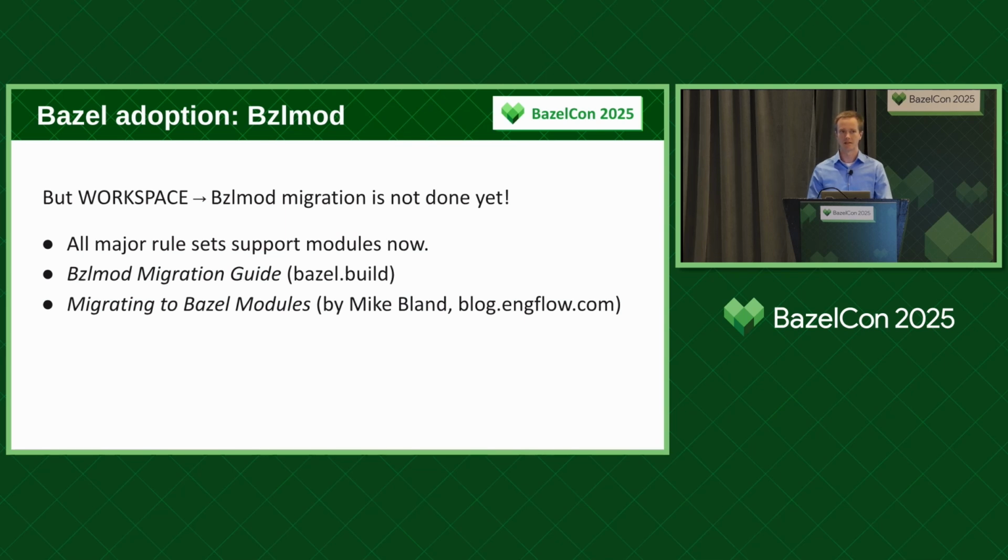It's a little bit like the Python 2 to 3 transition. It's very important that we get through this transition quickly to avoid fragmentation in the ecosystem. The good news is that all major rule sets now support modules. So there's very little blocking migration. I'd like to thank the rule set maintainers for their hard work in getting this to happen.